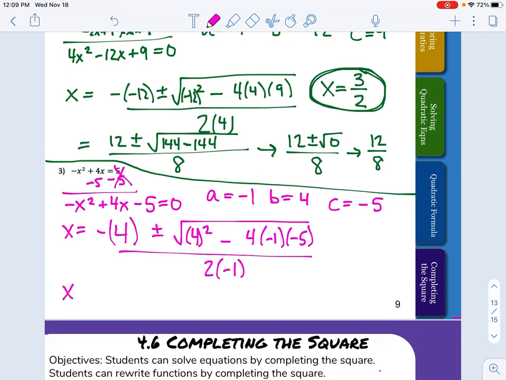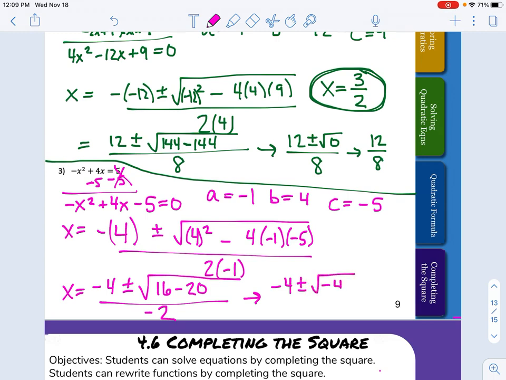So when I reduce this, I have negative 4 plus or minus, well, let's work within the discriminant. 4 squared is 16 right here. Negative 4 times negative 1 times negative 5 is negative 20. All over 2 times negative 1, which is negative 2. From here, finish simplifying within my discriminant. Negative 4 plus or minus radical negative 4 all over negative 2.